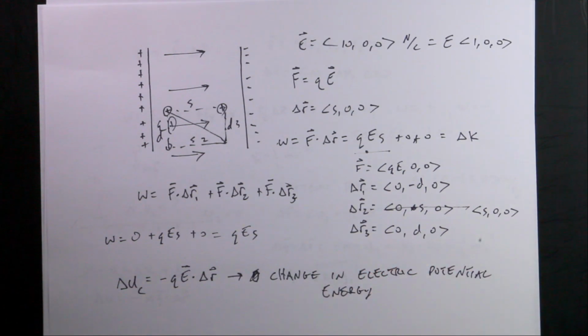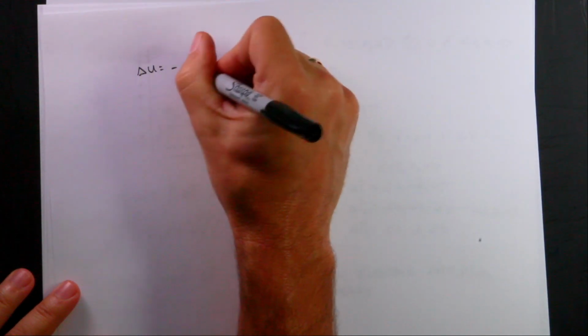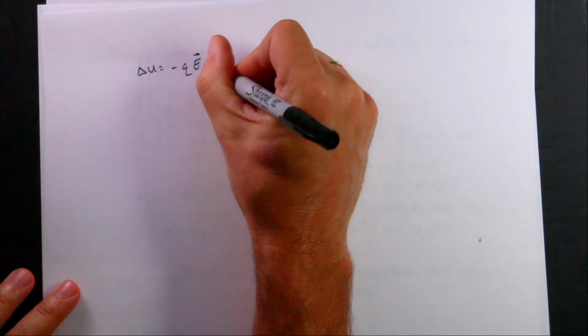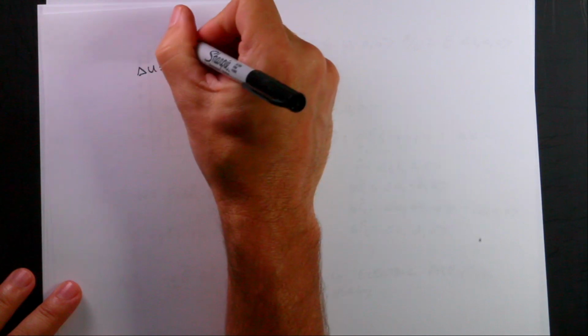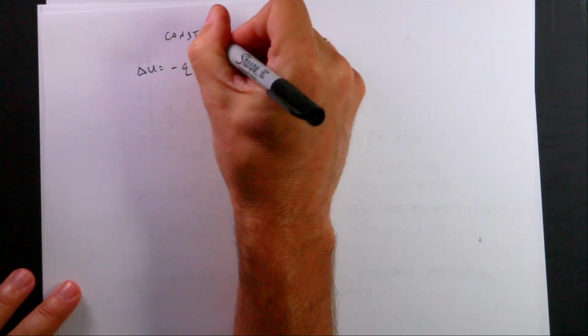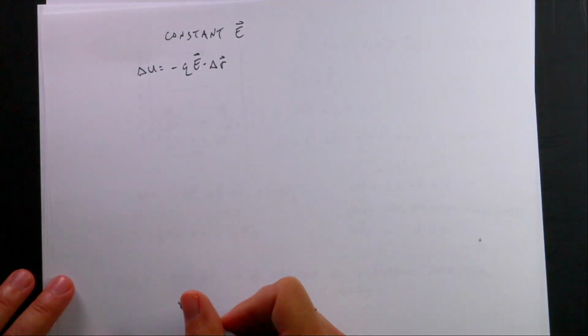Now, what if I take that change in potential energy and divide by the charge? And this is just still for a constant electric field. So let's say delta U equals negative QE dot delta R. That's what we said. And this is only for a constant electric field, E. We'll do non-constant E in just a second.